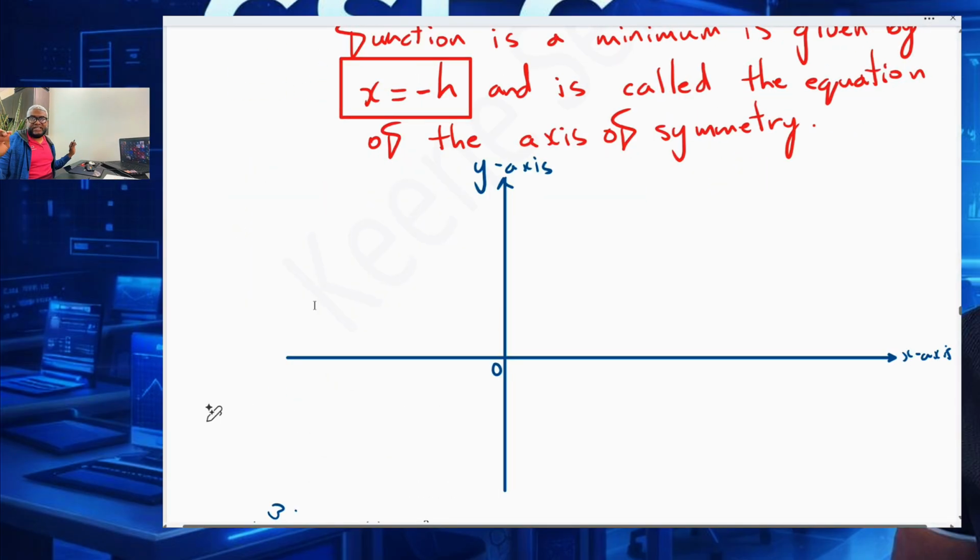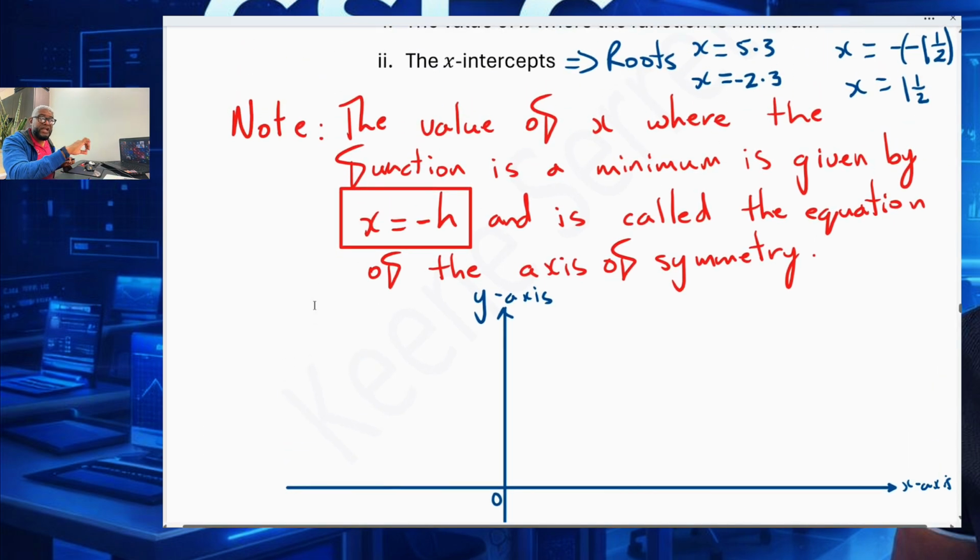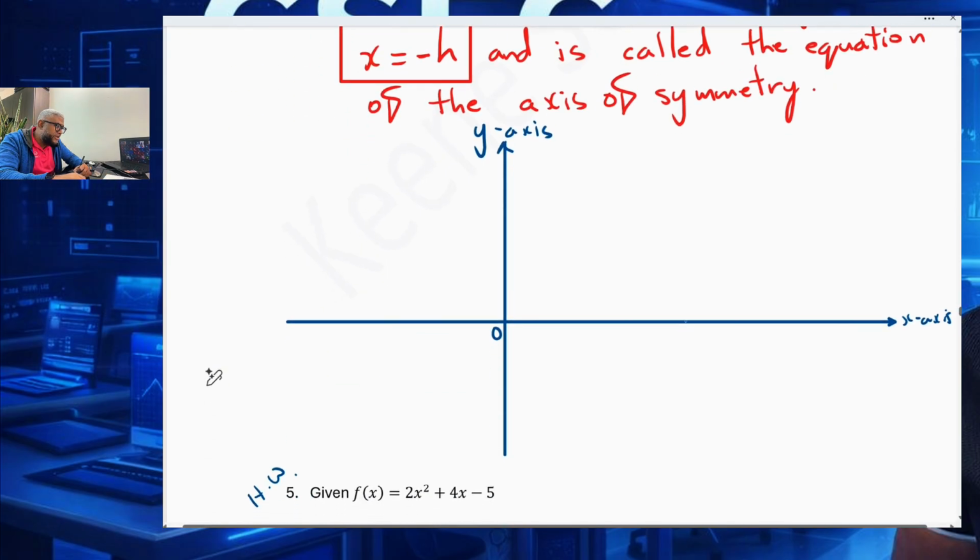So I did a rough sketch of my Cartesian plane. Remember, these things are approximations. They don't need to be perfect. It's a sketch. My roots would be 5.3 and negative 2.3. 5.3 will be somewhere here, and negative 2.3 will be closer to 0 on this side. You get that, Emmanuel? Yeah.